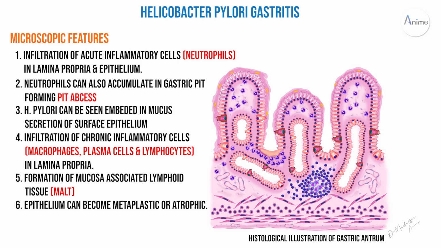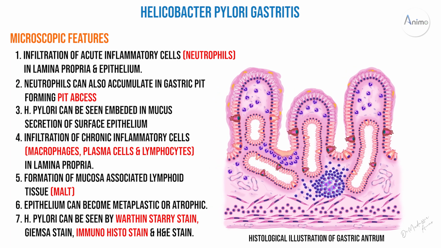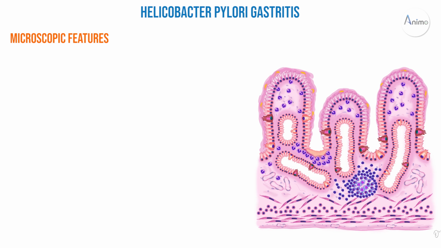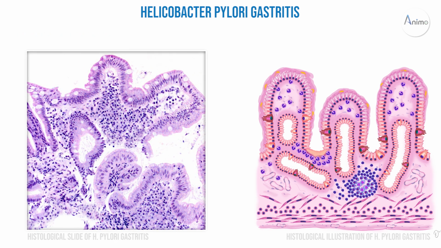And about these H. pylori, they are only visualized by specialized stains in the laboratory such as the amino histo stain, Giemsa stain and H and E stain. So this was a histological illustration of H. pylori gastritis. Now let's compare it with the actual histological slide of this disease. Here we find all of these cells are predominantly neutrophils, which shows an active acute inflammation process in this disease. And here we find the pit abscess formation.